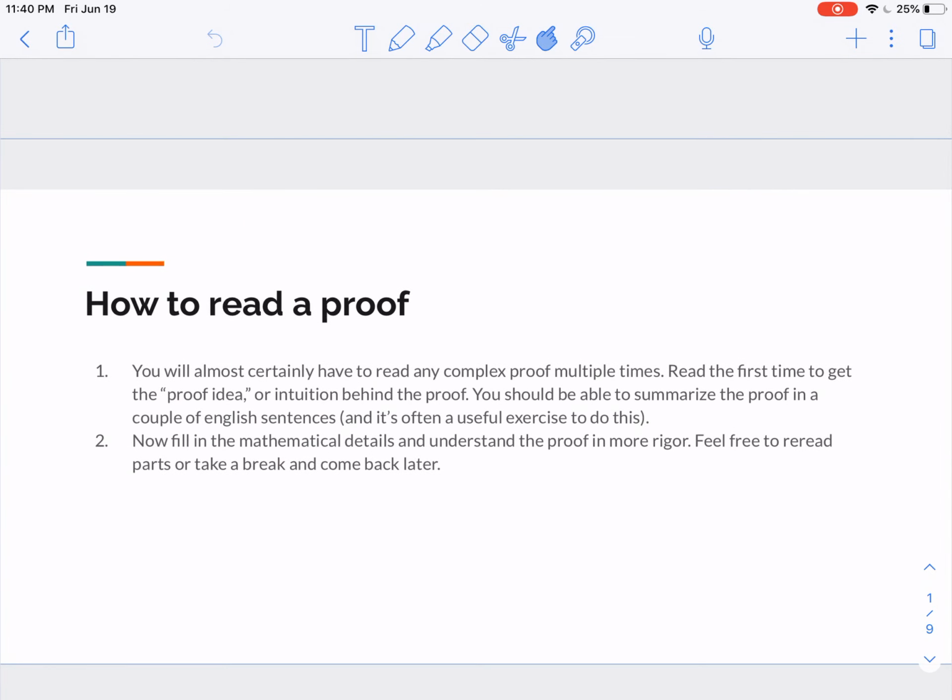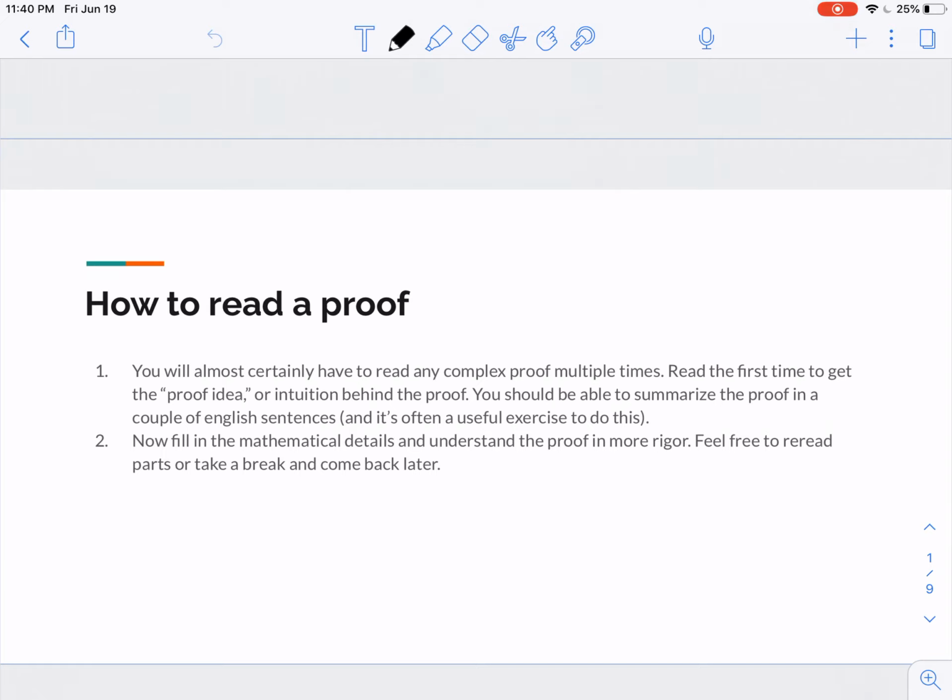So let's first talk about strategy for how to read proofs. When you read longer, complex proofs, you will almost certainly have to read them multiple times. And the first time you read it through, you should just be reading to get a proof idea. It's totally okay to not understand every little detail in every single part of the proof, but you really should just be reading to get the intuition behind the proof.